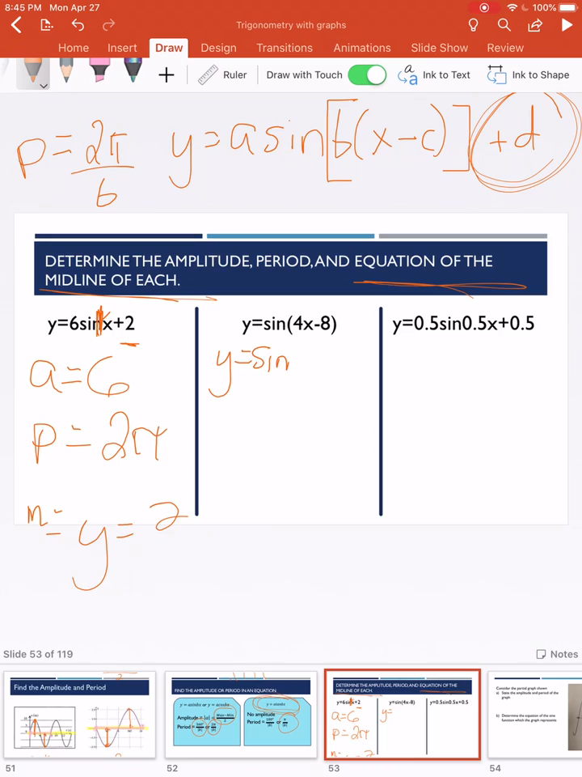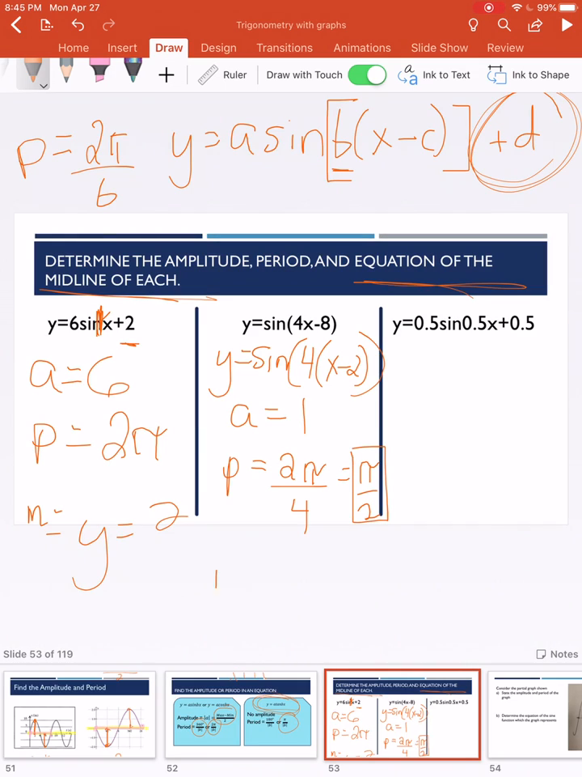Okay, now for my next question here, just like we're kind of used to, when you're looking at graphs and you have a b value, you want to factor that b value out. So it's going to look like this. My amplitude, because there's no leading coefficient, there's no a value, I'll assume it's a 1. My period would be 2 pi over my b value, which in this case is 4. 2 pi over 4 will of course reduce to pi over 2.